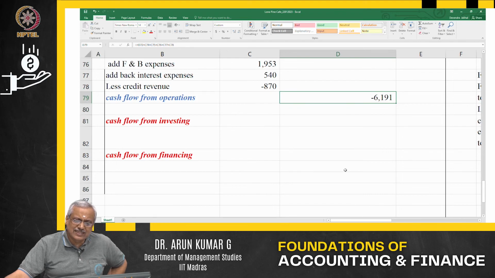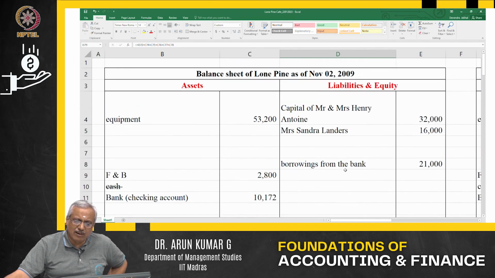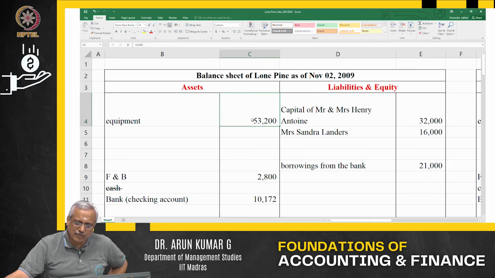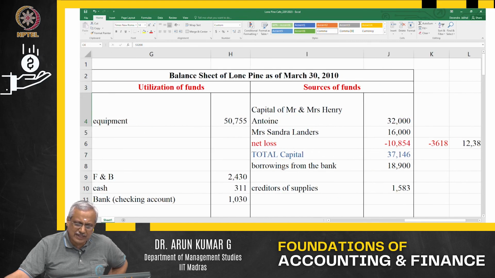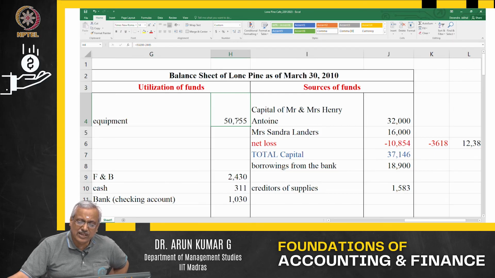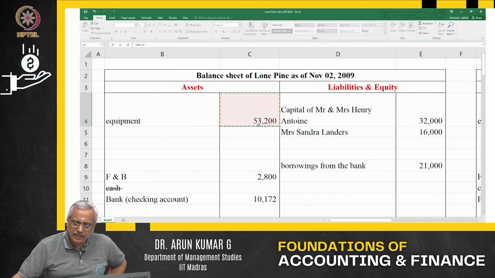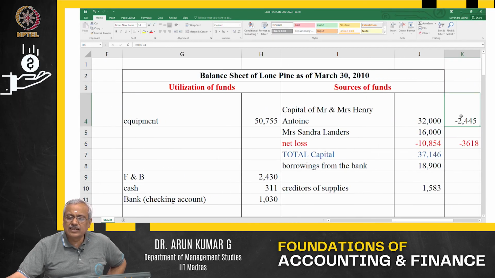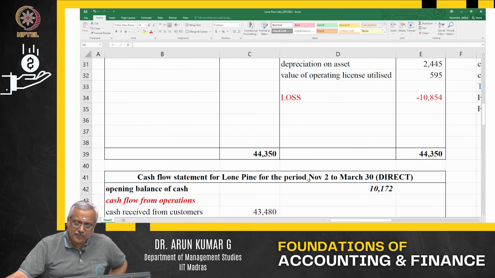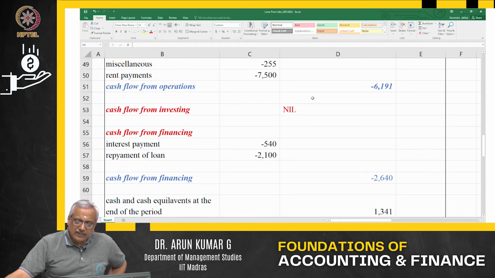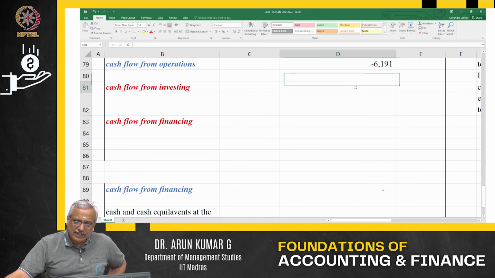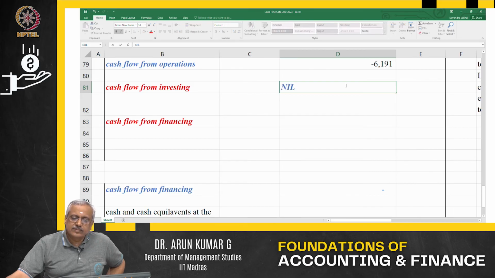Now investing. Investing means we have to look at all the fixed assets. Equipment was 523,200. Equipment has reduced to 50,000. The difference is purely because of depreciation. If you take the difference, minus the other equipment, it is exactly equal to depreciation. So there is no investing activity. Now I go back here. Investing activity basically happens to be NIL.